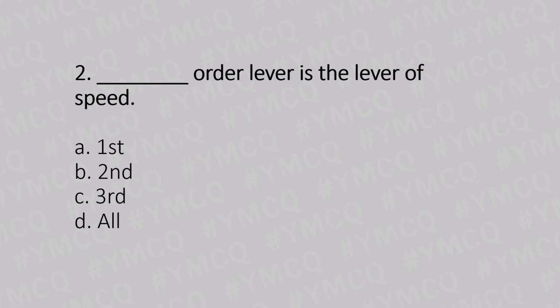Dash order lever is the lever of speed. Option A, first order lever. Option B, second order lever. Option C, third order lever. Option D, all. And the answer is option C, third order lever. Now let's move to our third question.